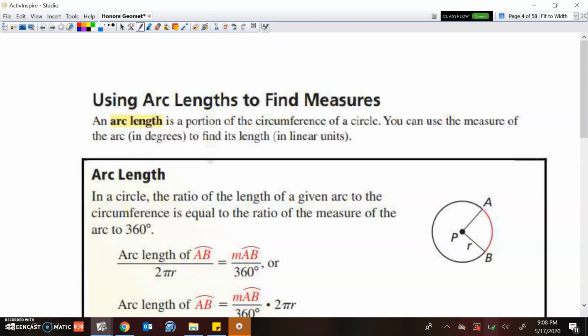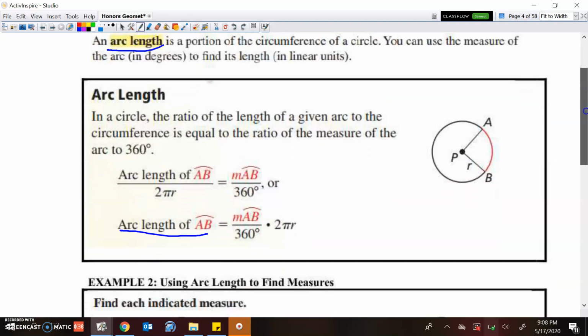So more than just, if I were to tell you that this here is 90 degrees, the measure of arc AB is going to be 90 degrees. That's the measure of the arc, but I want to know the length of the arc, which is a little bit different, and that's what arc length is. There's no special symbol for it. They just write arc length. So we're going to use what we've learned to calculate that.